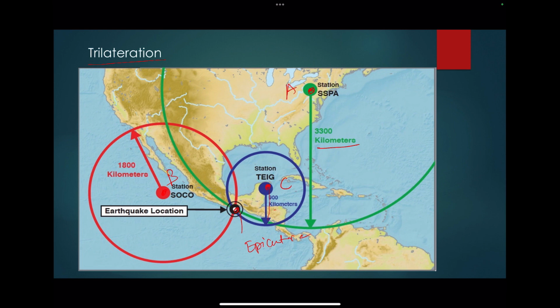This is a more realistic example. Suppose three stations A, B, C, and the distances are given as 33, 900, and 1800 kilometers, and then they intersect at a point which is the epicenter.